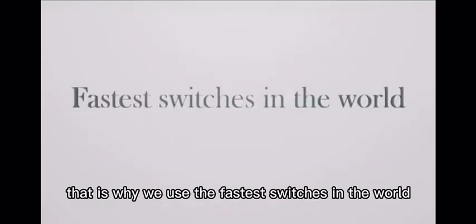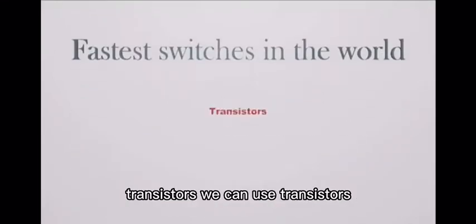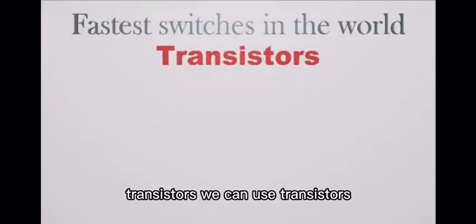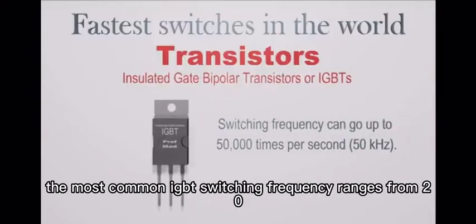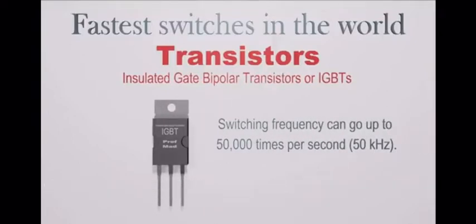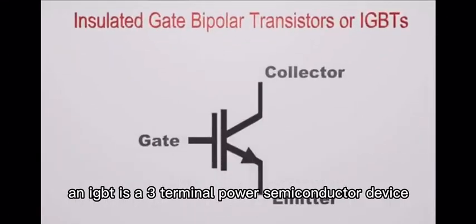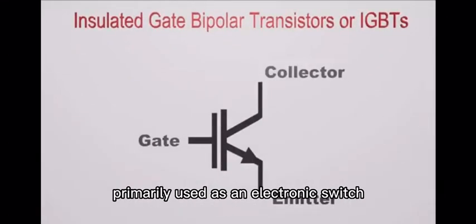That is why we use the fastest switches in the world, transistors. We can use transistors, more specifically, insulated gate bipolar transistors or IGBTs. The most common IGBT switching frequency ranges from 20 to 50 kHz. An IGBT is a 3-terminal power semiconductor device primarily used as an electronic switch.